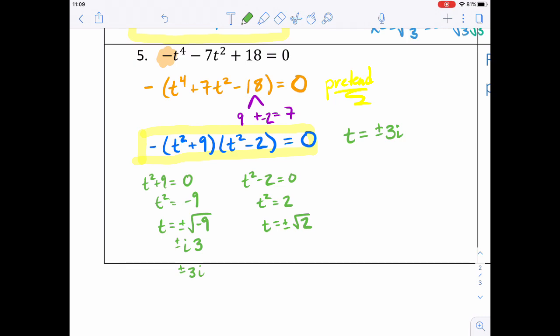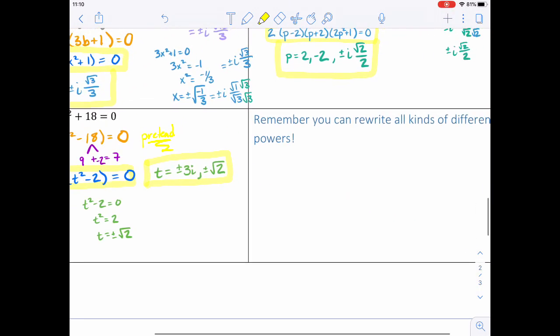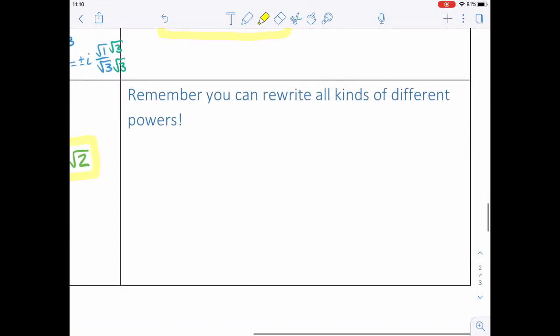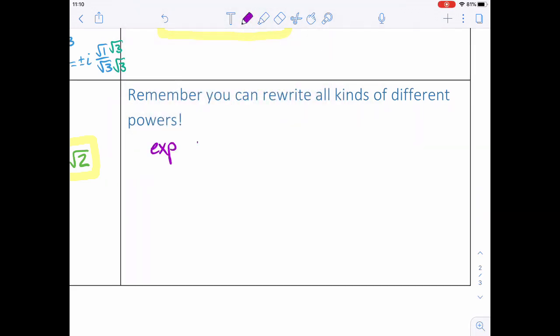So we normally write it like this instead of as a decimal because this is what we call an exact answer. We haven't done any rounding to change our answer at all. Square root 2 is an exact number, even if we don't know what it really is. So those are our 4 solutions for number 5. And just as a quick reminder, you can rewrite all kinds of different powers. You just need to remember your exponent rule. Power to a power, we multiply.